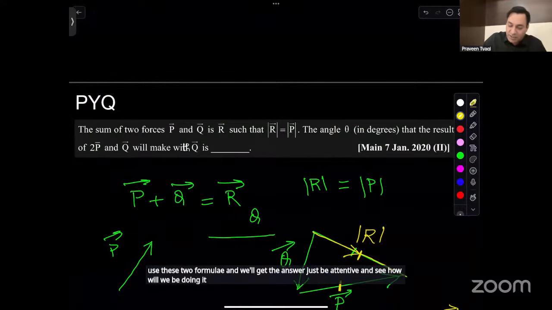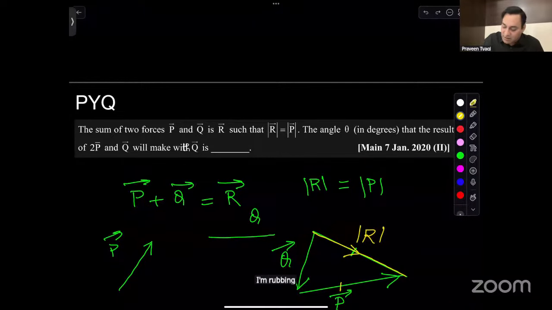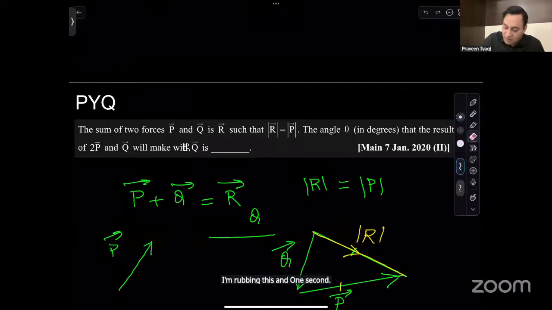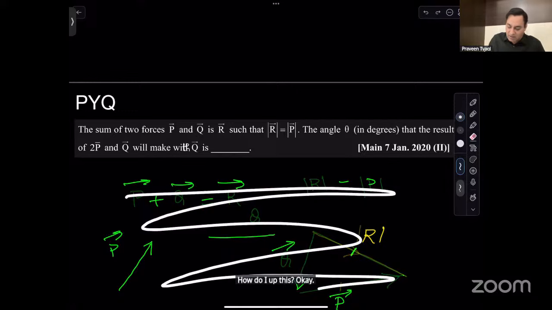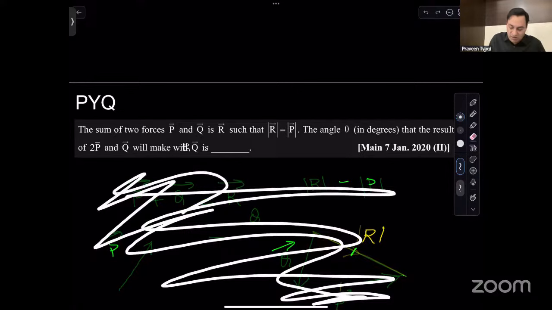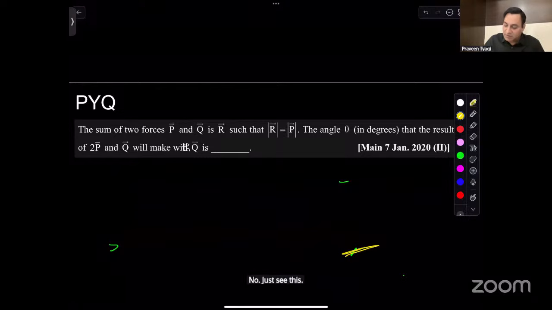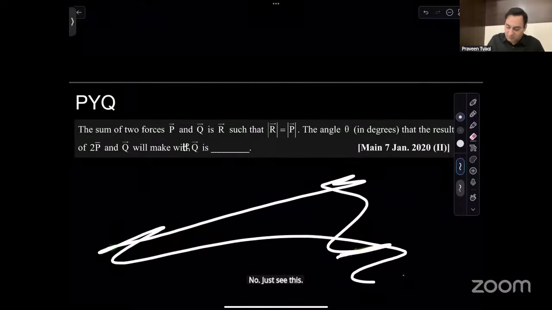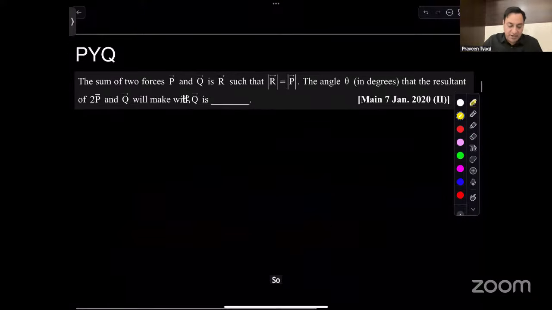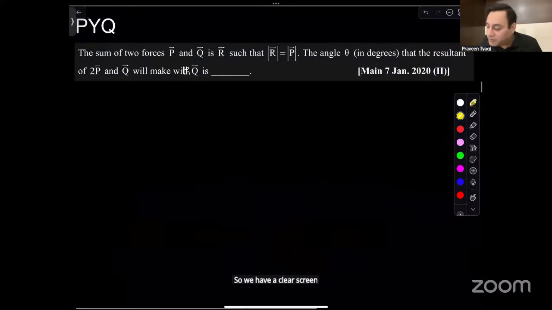Let me do it neatly for you. I was trying to explain to you the question till now. I'm rubbing this, and 1 second. How do I rub this? Okay. Now, just see this. So we have a clear screen. Now, let me solve this question for you.